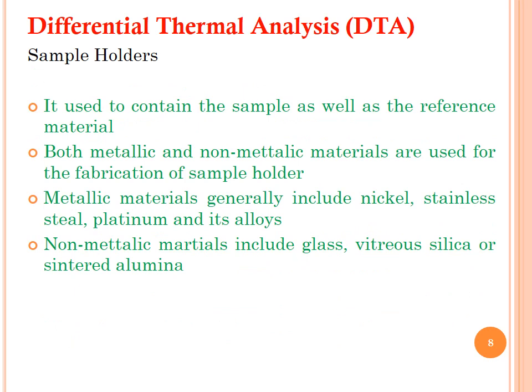Now we have a sample holder. It is used to contain the sample as well as the reference material. Both metallic and non-metallic materials are used for the fabrication of the sample holder. Metallic materials generally include nickel, stainless steel, platinum or its alloys, because alloys are much more resistant and are operative at very high temperature. Non-metallic materials include glass, vitreous silica or sintered alumina.